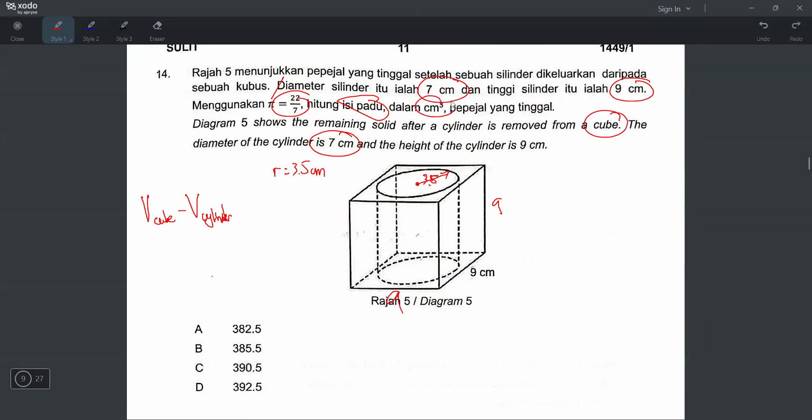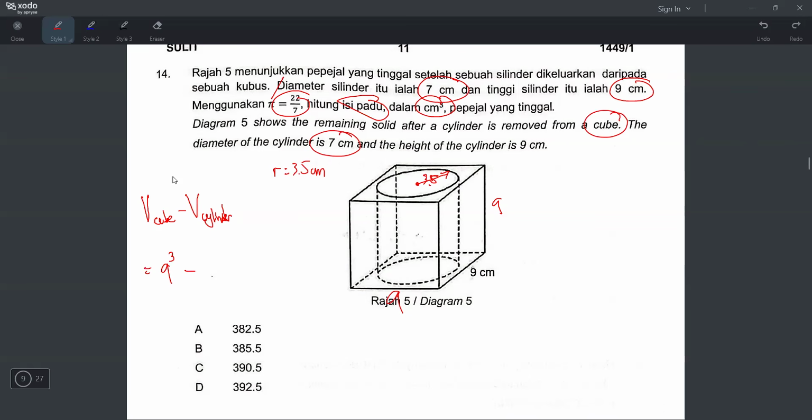Okay, and they want it in cm cube, right? But no problem because everything is in cm here already. So don't worry about the unit for this question. So volume of cube, the formula is length times width times height. Panjang darab lebar darab tinggi. So 9 times 9 times 9, which is 9 power 3.